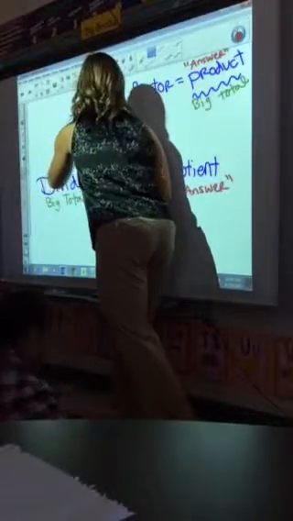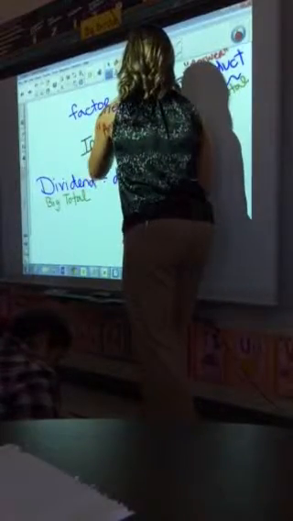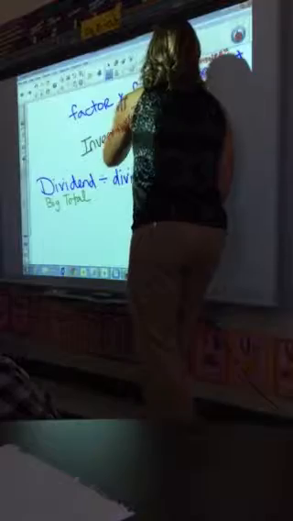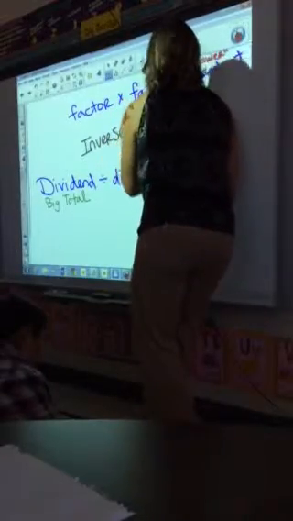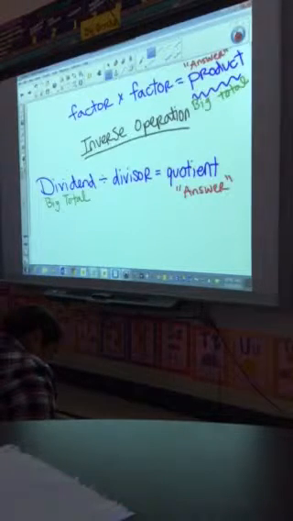So what's the inverse of addition? Subtraction. So these are complete opposites. These are some basics that you have to know to be accurate in our division and multiplication.